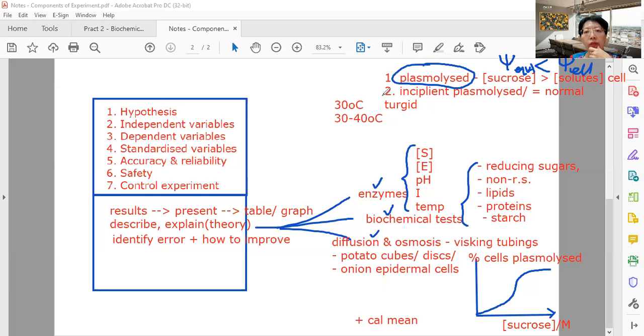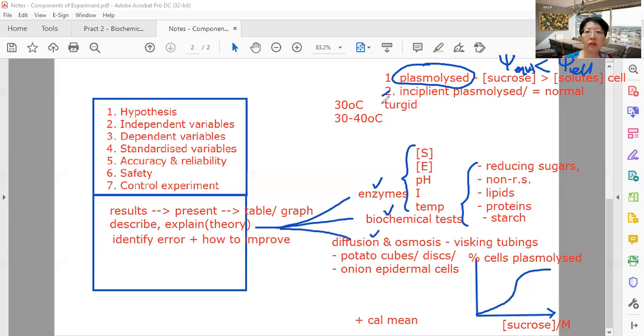So what about case number 2, where the cell is normal, it's not plasmolysed, it is not turgid, it is just normal? What is the sucrose concentration versus the solute concentration of the cell? Najiha. It's the same. It's the same, right? So it's the same.